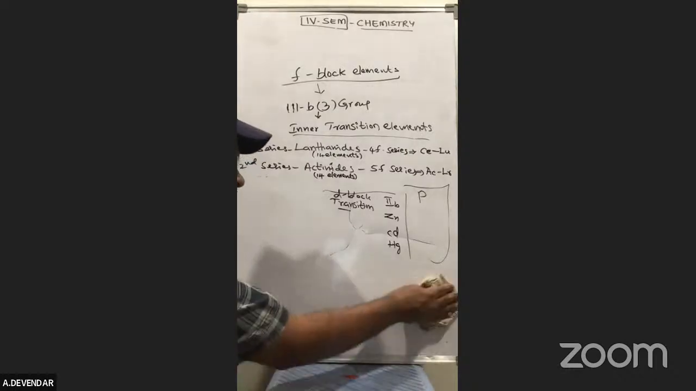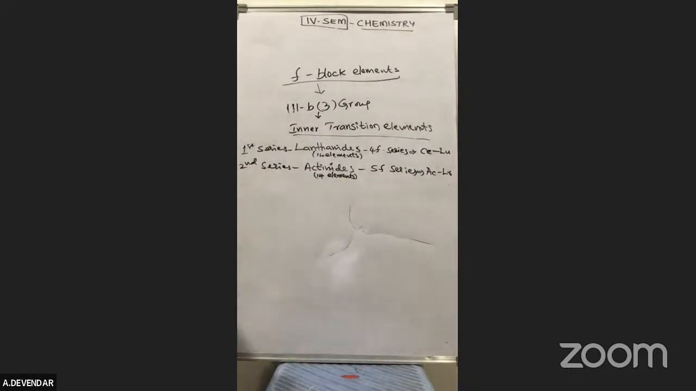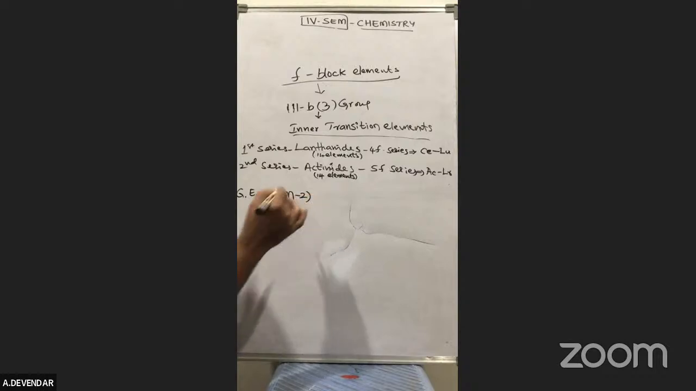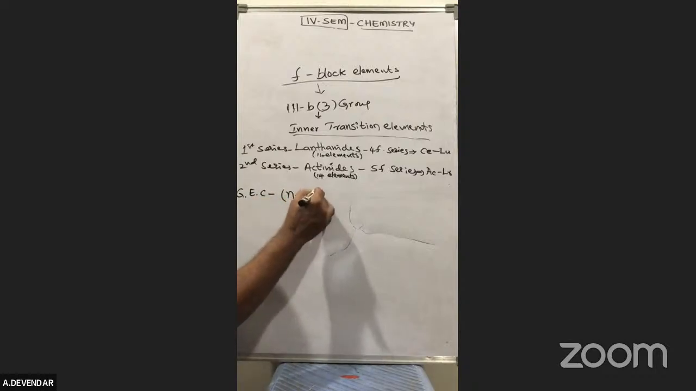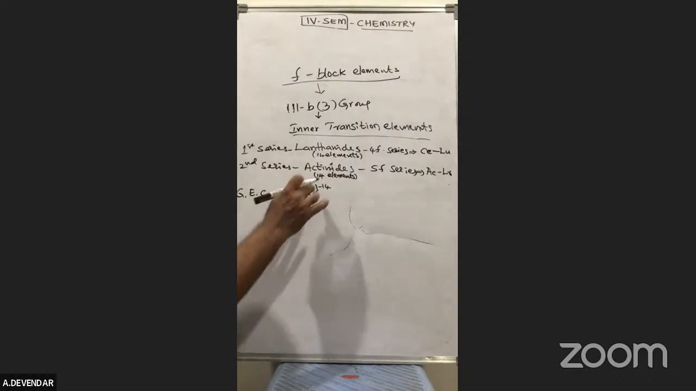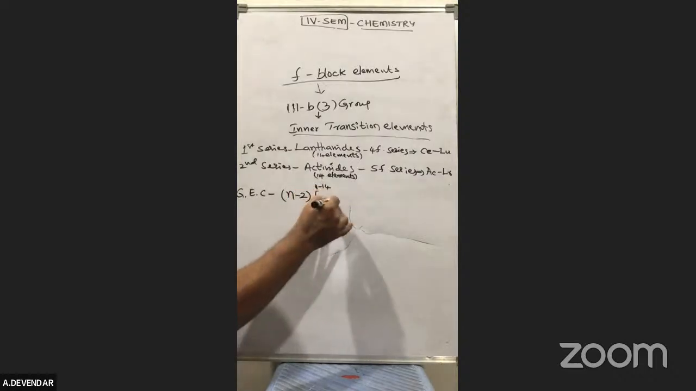Coming to the general electronic configuration of F block elements, this is an important question, which previously came as a section C or multiple choice question. The general electronic configuration of an inner transition element is (n minus 2), the penultimate shell, F 1 to 14. Why? Because the F orbital can accommodate 14 electrons.